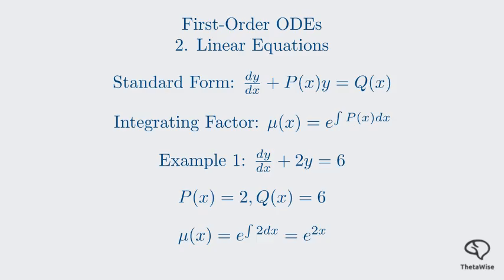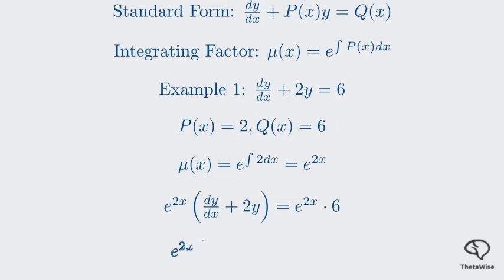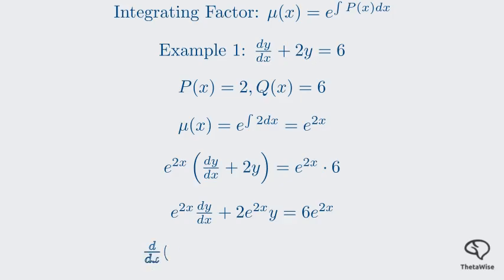Next, we multiply the entire standard form equation by our integrating factor, e to the 2x. This gives us e to the 2x dy/dx plus 2e to the 2x y equals 6e to the 2x. The magic happens on the left side. Notice that it's the result of the product rule for differentiation. The derivative of the product y times e to the 2x is y prime e to the 2x plus y times 2e to the 2x. This is exactly what we have on the left.